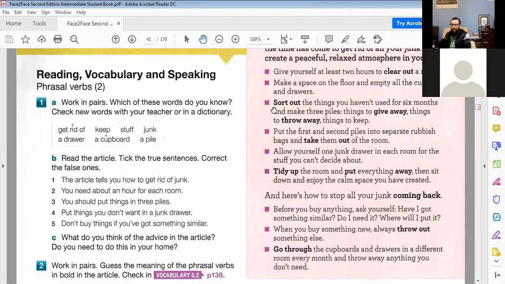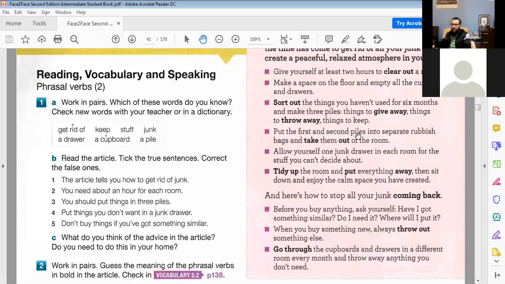All right, now what about sort out? What do you think? Sort out, classified the things. Okay, so classify or maybe group the things, right? I think give away is kind of clear, right? But what's the difference between give away and throw away? Give away maybe give something to someone, but throw away it's put it in the rubbish maybe. I think that's right. Okay, and then we say take them out.